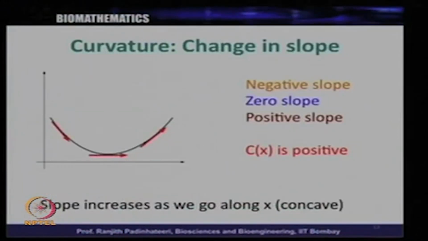Now you can imagine just the opposite. So, look at the next slide. What happens here? If you just plot such a curve and calculate the slope here, here and here, you will see that the slope is negative here, the slope is 0 here, and the slope is positive here. So, the slope increases as you go along. The c of x, which is the second derivative, is positive, and the slope increases as we go along x. Such things are concave shaped. If you have a curve in concave shape, you will have a slope that is increasing as we go along the x axis.